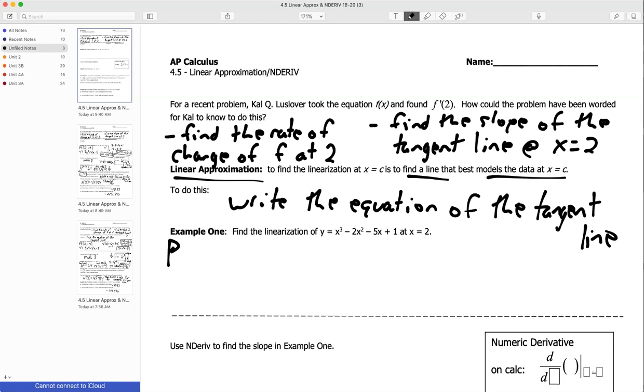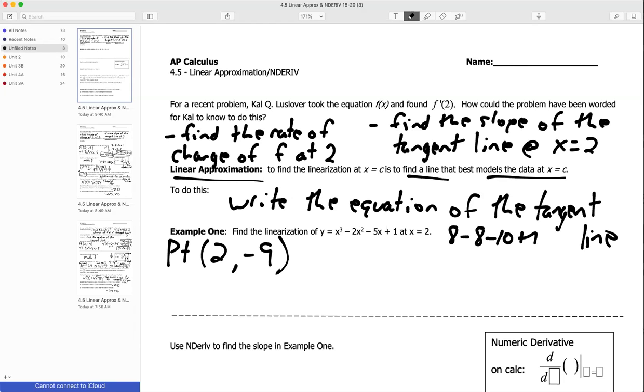So I'm going to get my point. X is 2. How do I get y? Right here, I have a little equation for it. So I'm going to take the x value and plug it in to get y. So I plug in 2. That's going to give me 8 minus 8 minus 10 plus 1, which is negative 9. So I have my point. The point I'm evaluating it at is 2 comma negative 9.